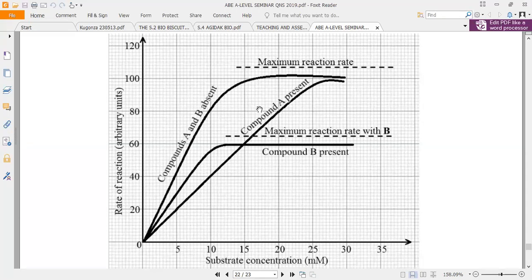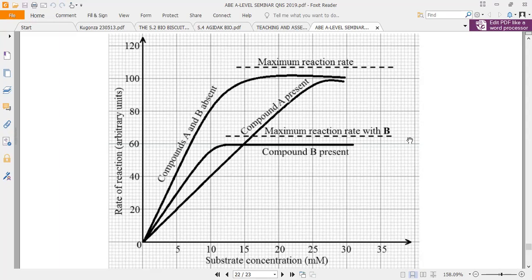Then when you look at when compound A and B were present, what happened to the overall rate of reaction? You notice that, for instance, in absence of compound A and B, the rate of reaction increased rapidly with increase in substrate concentration and attained the maximum within very small concentrations of the substrate. But when they added substance B, the rate of reaction, yes, it increased rapidly, but not more than when compounds A and B were absent. Then you start asking yourself, what is the effect of adding this substance B to our rate of reaction? Obviously, the effect is clear.